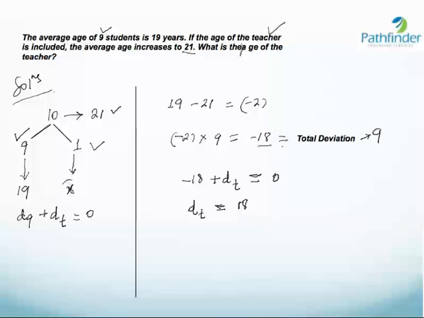So if the value of the age of the teacher is x, we have x minus the average, that is 21, is equal to 18. And if you solve this basic equation, you will get the value of x as x is equal to 39. So this 39 is the age of the teacher as we calculated earlier on also.